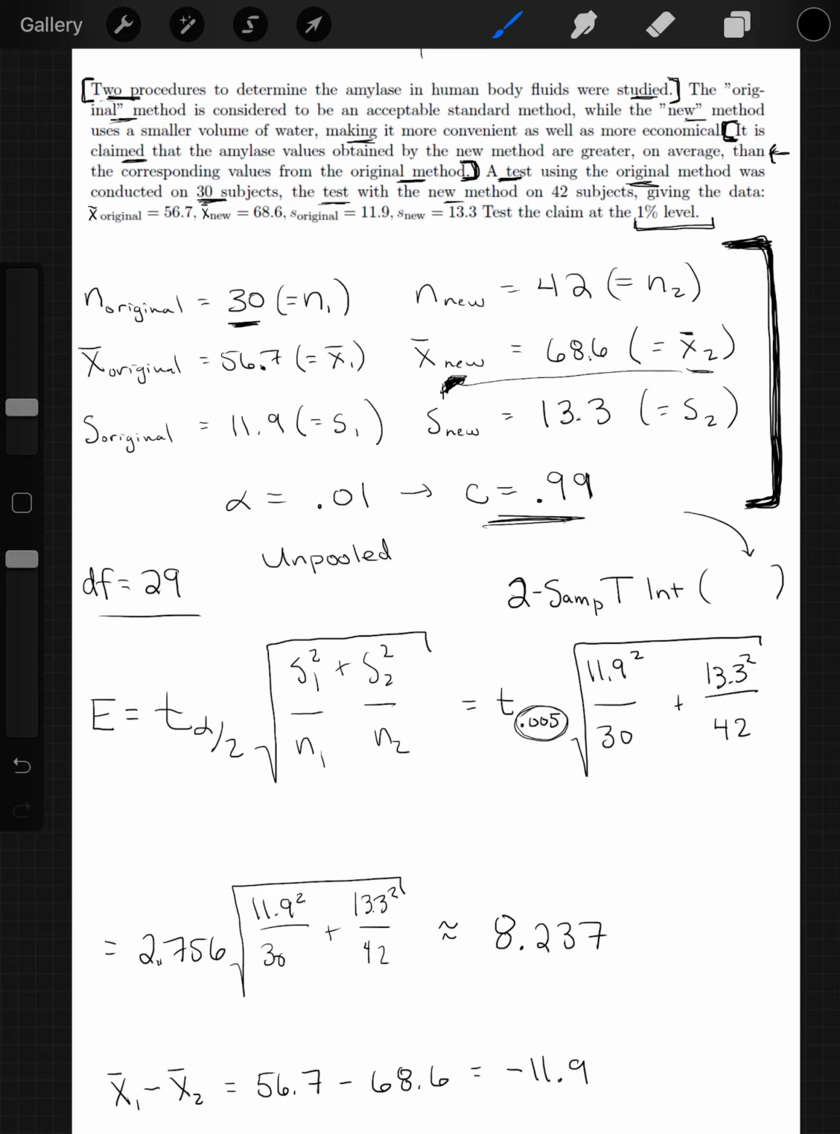Now we start to get some sample data, right? Tests usually tell us that we're getting some sample data. Here we're also told how many subjects. That's another indication that this is talking about a sample that has to do with the original, right? That's where we got this piece here. If we're doing a test that's taking a sample, it's conducted on 30 subjects, so the size of that sample is 30, right?